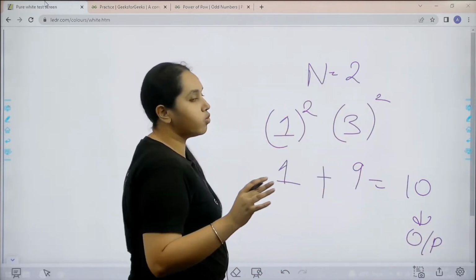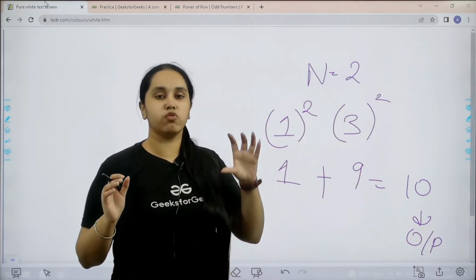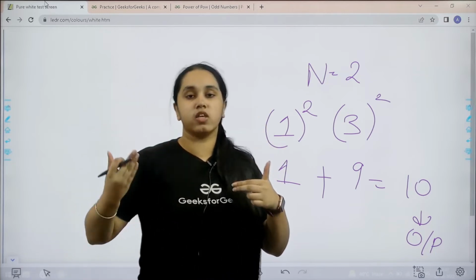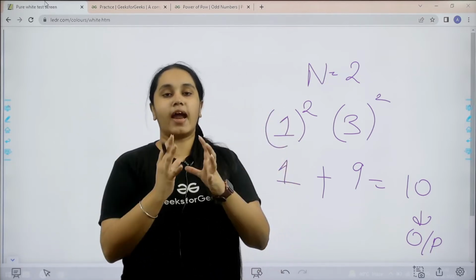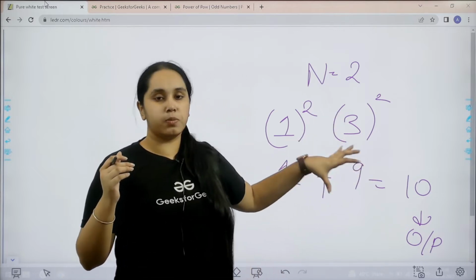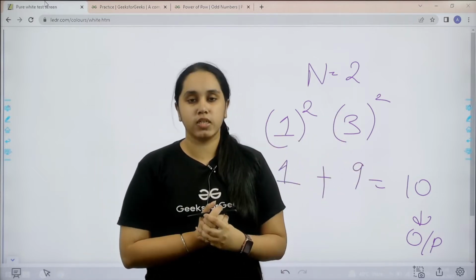So what do I need to do? I am given an n value. I need to find the odd numbers between them, and then I need to square the odd numbers, and after that I need to add the value of their squares. And the final result would be my output. So I hope the question is clear to you.